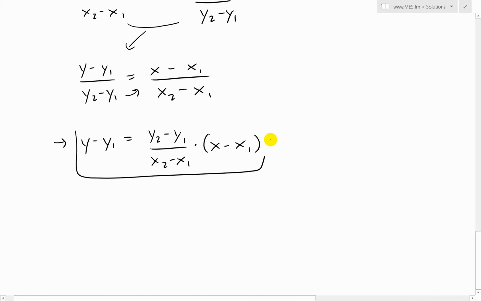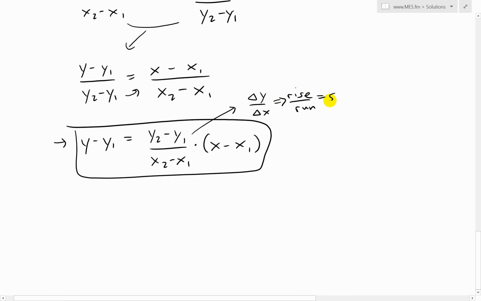So this is in fact a linear equation, or an equation of a line. You could see that at this point right here, this is the same thing as writing delta y over delta x, and this is from the two endpoints. This is all the way from x1, y1 all the way to x2, y2. In other words, this is rise over run, and again, this corresponds to the slope of a line.